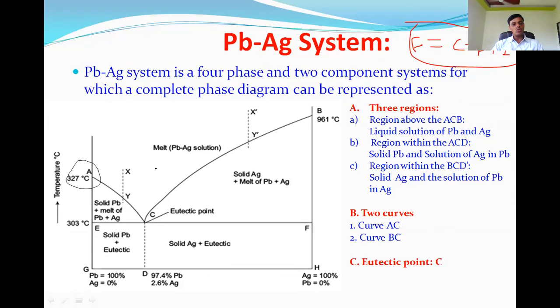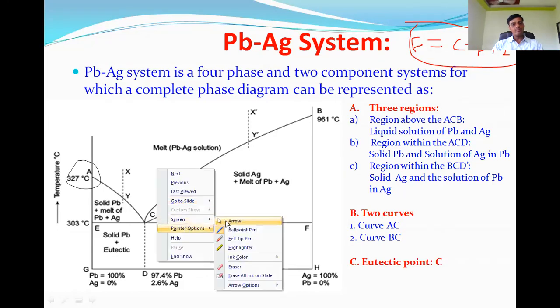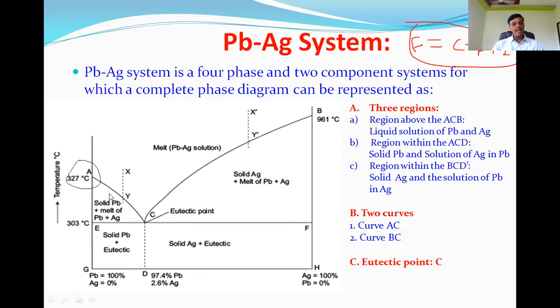And which are these two phases? One is solid lead, another is solution of lead and silver. Therefore phases are two, number of components are also two. Then what is the degrees of freedom? Yes, काय आहे degree of freedom? C is equal to 2, P is equal to 2, therefore F is equal to, yes, who will tell? 1. Very good. Yes, number of degrees of freedom is equal to 1.